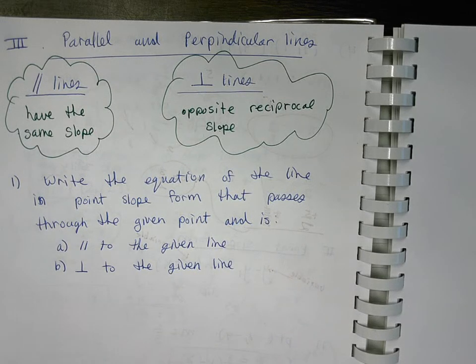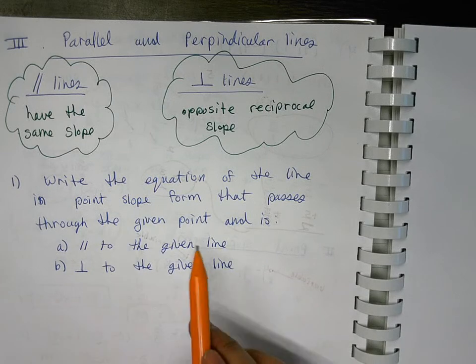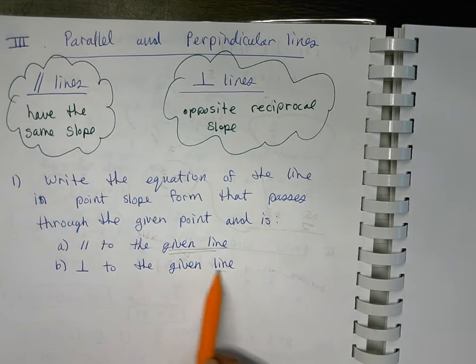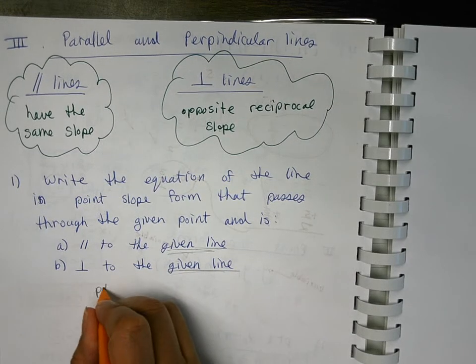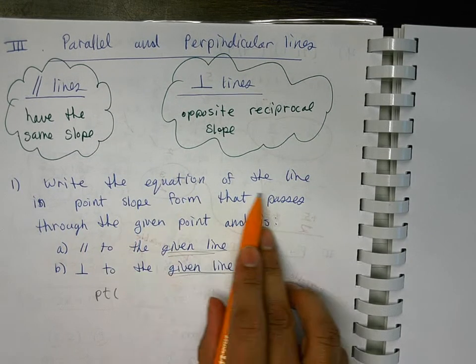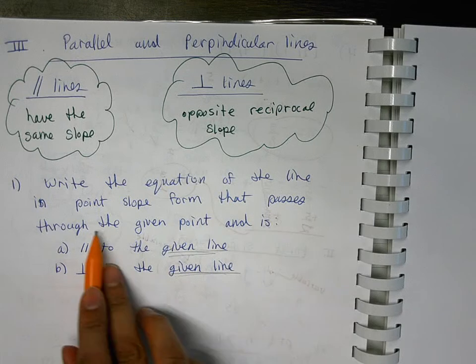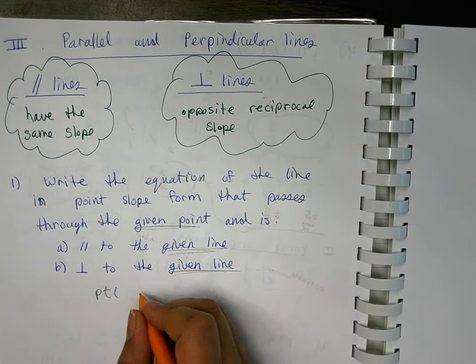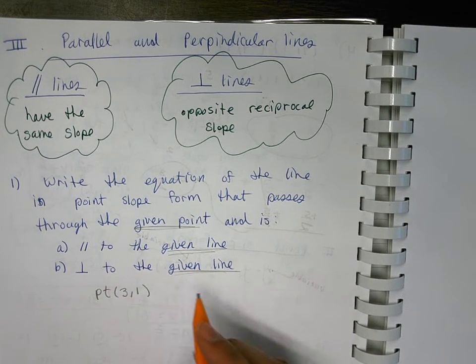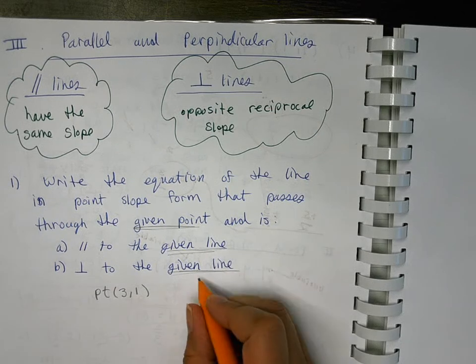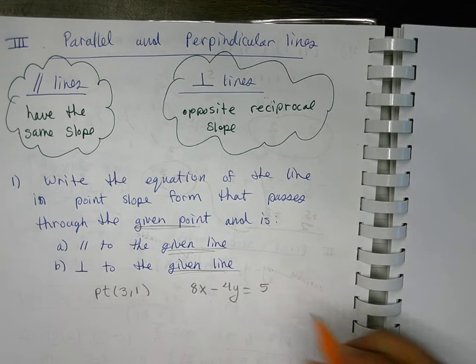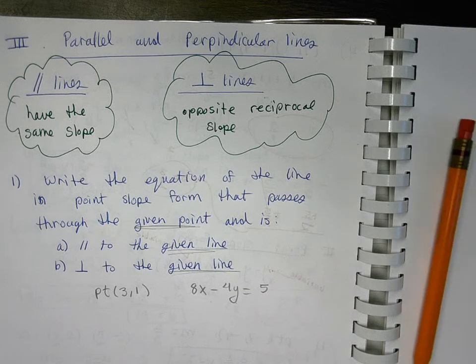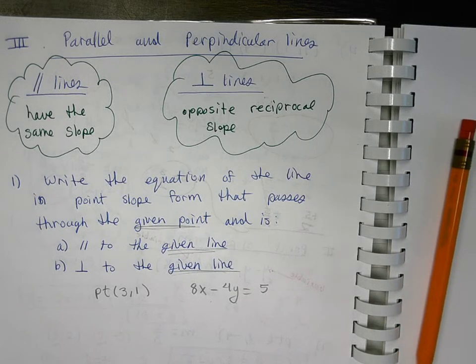So what two pieces of information will I need to give you? Obviously a point and a given line. The point that's going to be given to you, and I know there's a point because it says write the equation of a line in point slope form that passes through the given point. The point is 3, 1, that's the given point. And the given line is 8x minus 4y equals 5. All right, this is a test question, so you are definitely listening, paying attention.